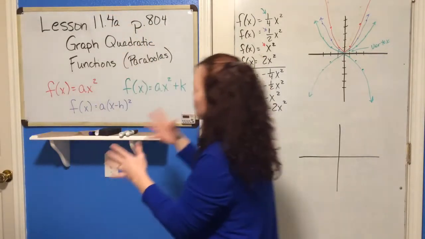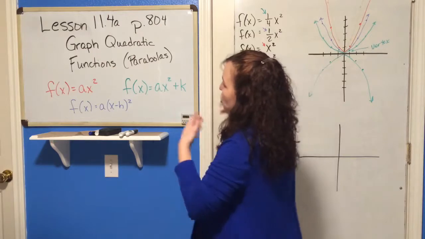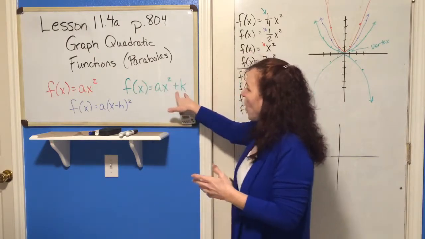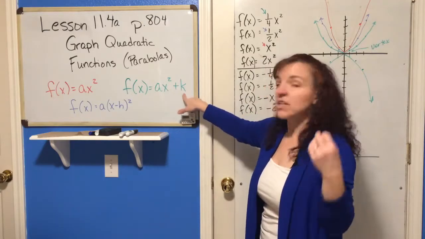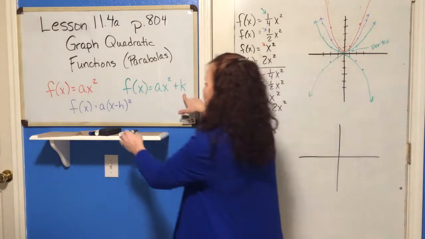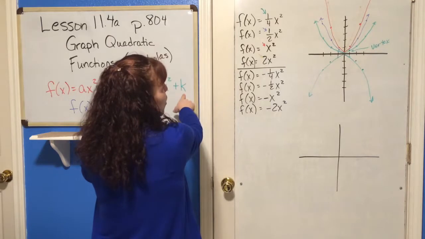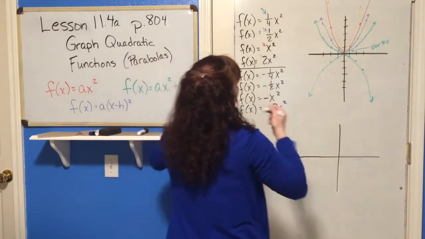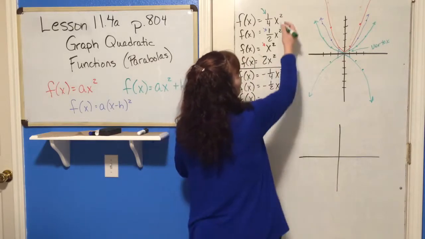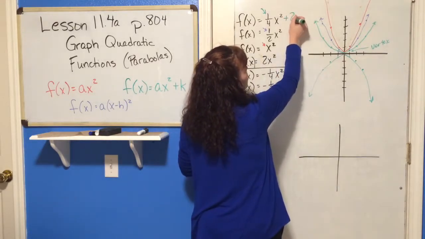Not all quadratic functions are just ax squared. What if you add something to that? What if you have ax squared plus something, plus a k? Well, let's look. Let's say we have, let's just do this one, 1/4 x squared, let's say plus 2.